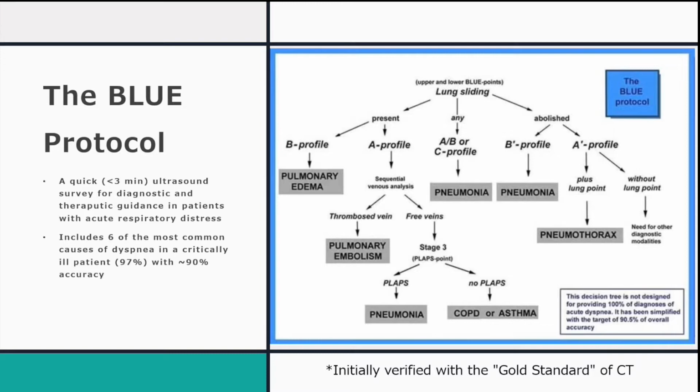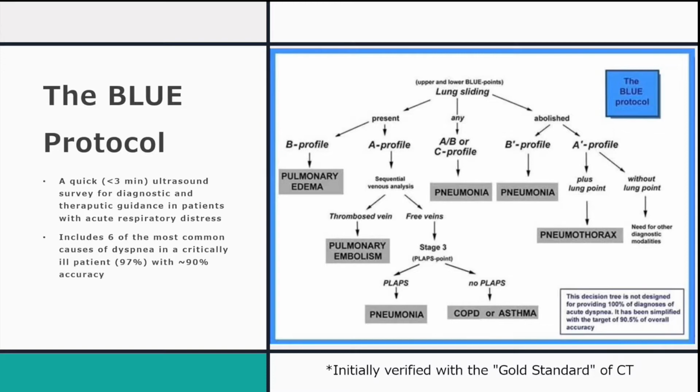Using the algorithm seen here, you can diagnose with about 90% accuracy 6 of the most common causes of acute respiratory distress. These include pulmonary edema, pulmonary emboli, pneumonia, COPD or asthma, and pneumothorax. And as you can see, and we'll talk about in the rest of the presentation, there are several pathways to diagnose pneumonia.